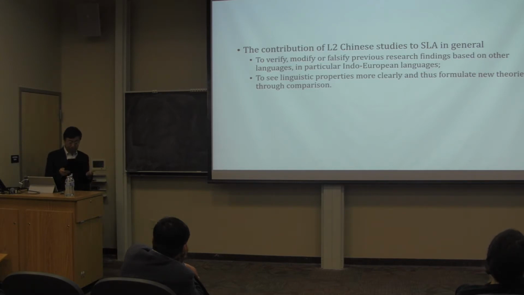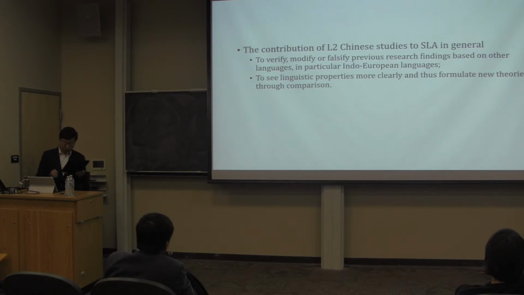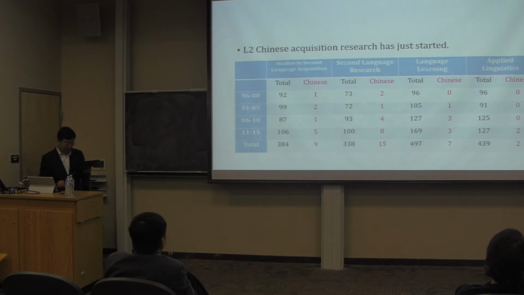Second, by comparing the unity and the diversity between findings in L2 Chinese studies and in studies of other languages, it's possible for us to see linguistic properties more clearly and thus formulate new theories. So L2 studies of different languages are individual trees. With more and more trees, we will be able to see the forest. So L2 Chinese acquisition research has just started.